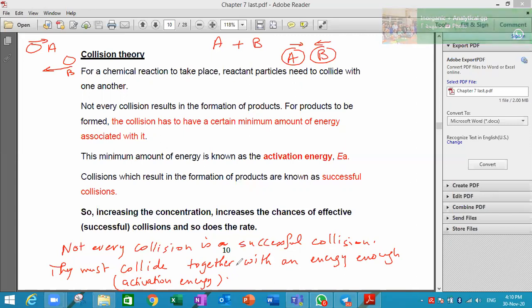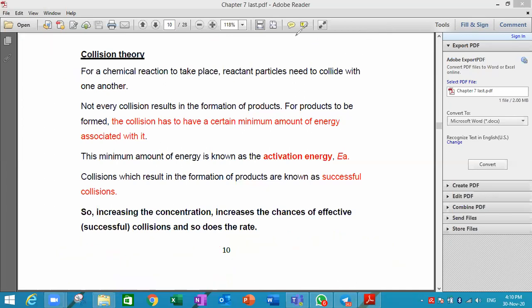So this theory, the collision theory, stated that for any two particles to form a reaction, they must collide together first. But not every collision is a successful collision. Not every collision will result in the formation of a product. The products will be formed only if A and B collided together with a certain amount of energy that is called the activation energy in order to form the products. Okay?